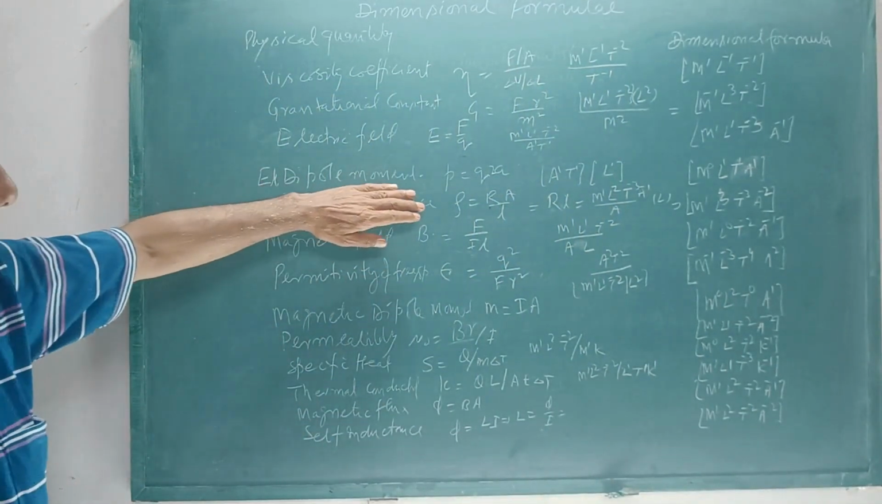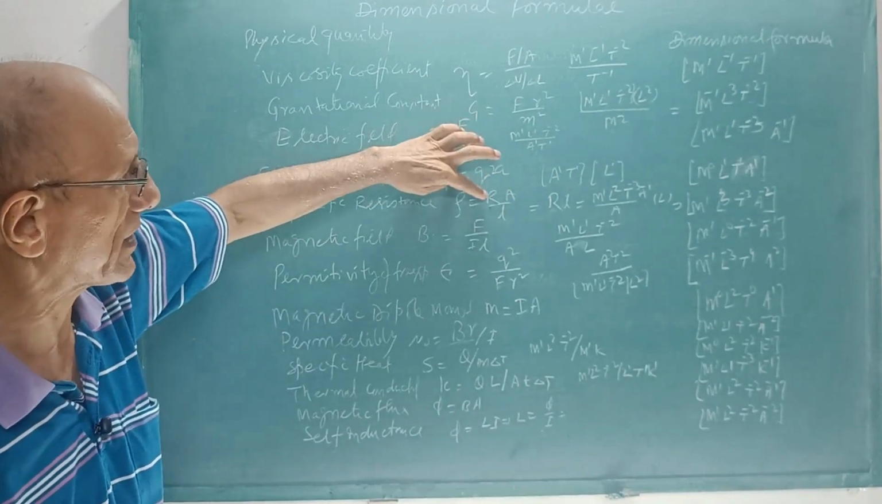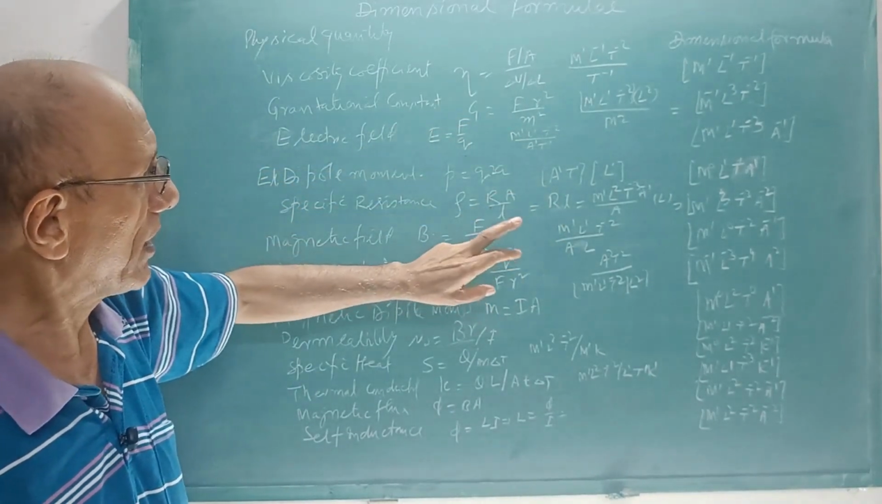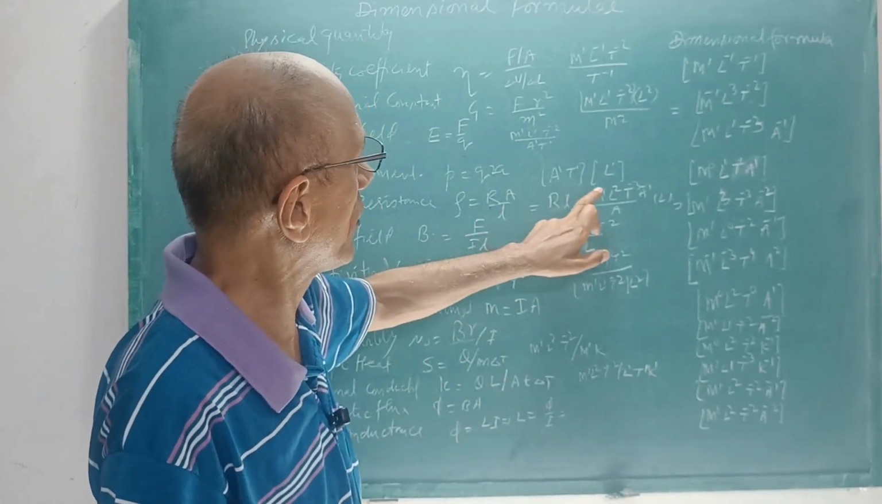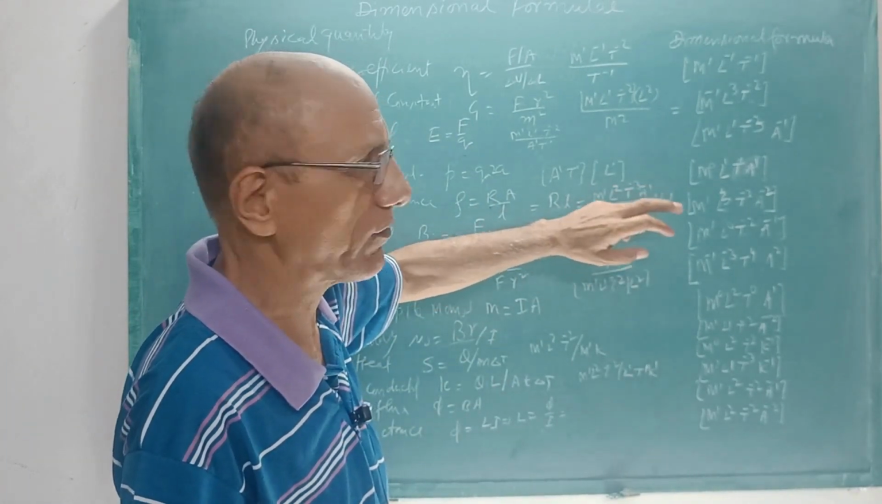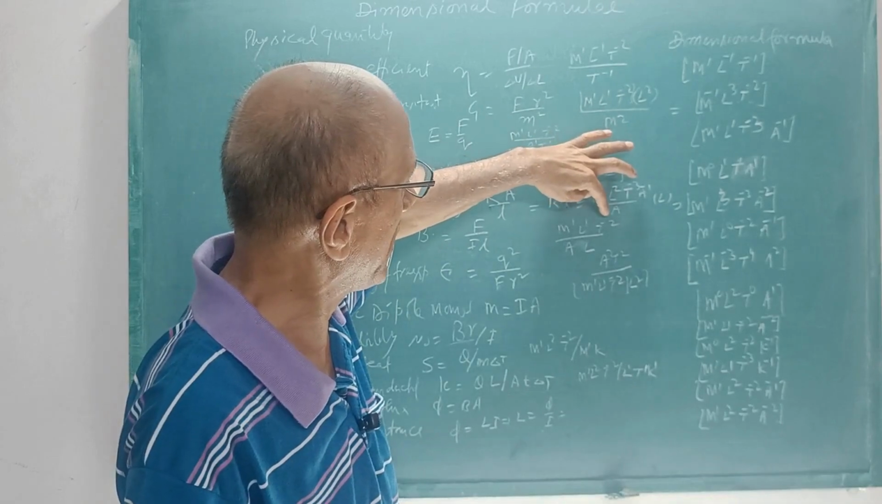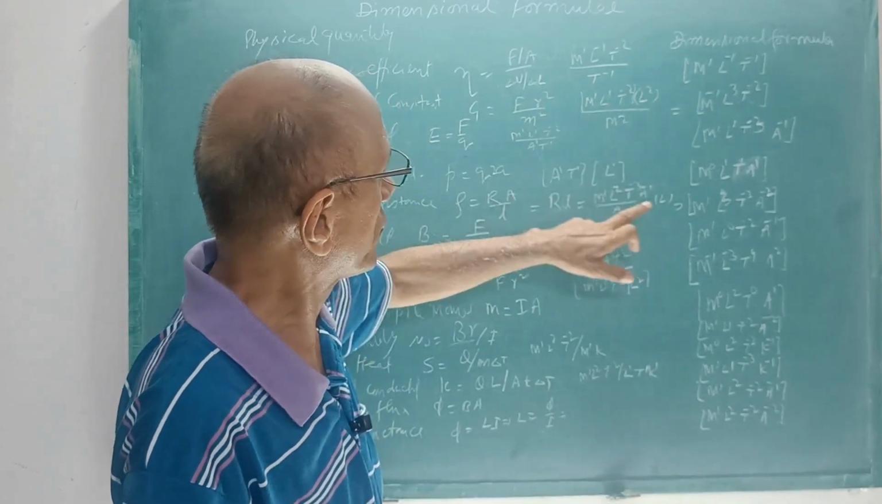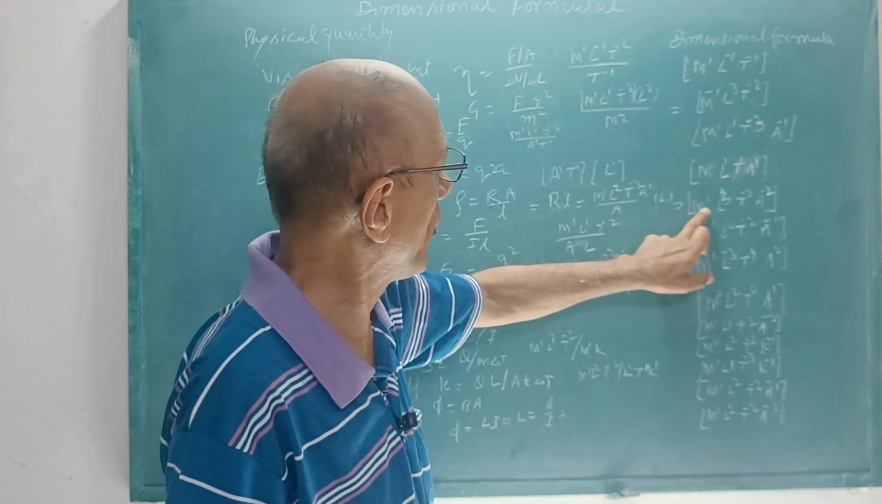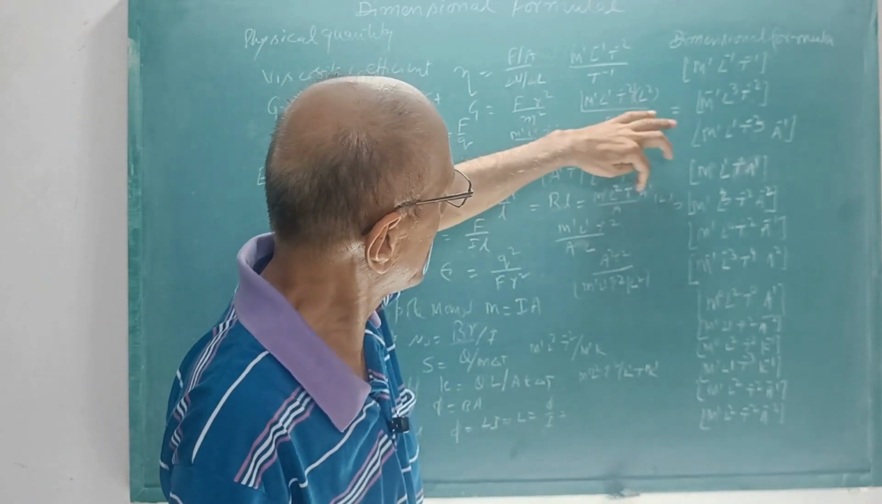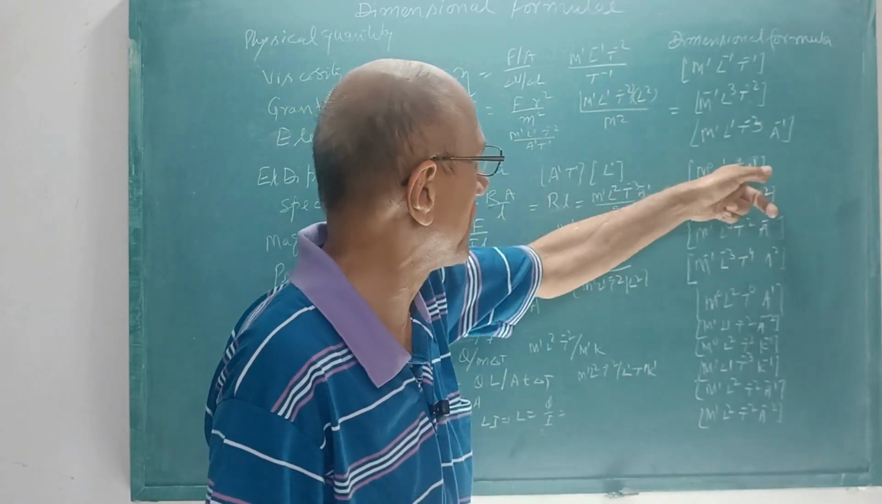Now specific resistance rho is equal to RA by L, that means R into A divided by L. So resistance was M1 L2 T minus 3 A minus 2, we have just derived, and divided by length. So that will be equal to M1 L3 and T minus 3 and A minus 2.